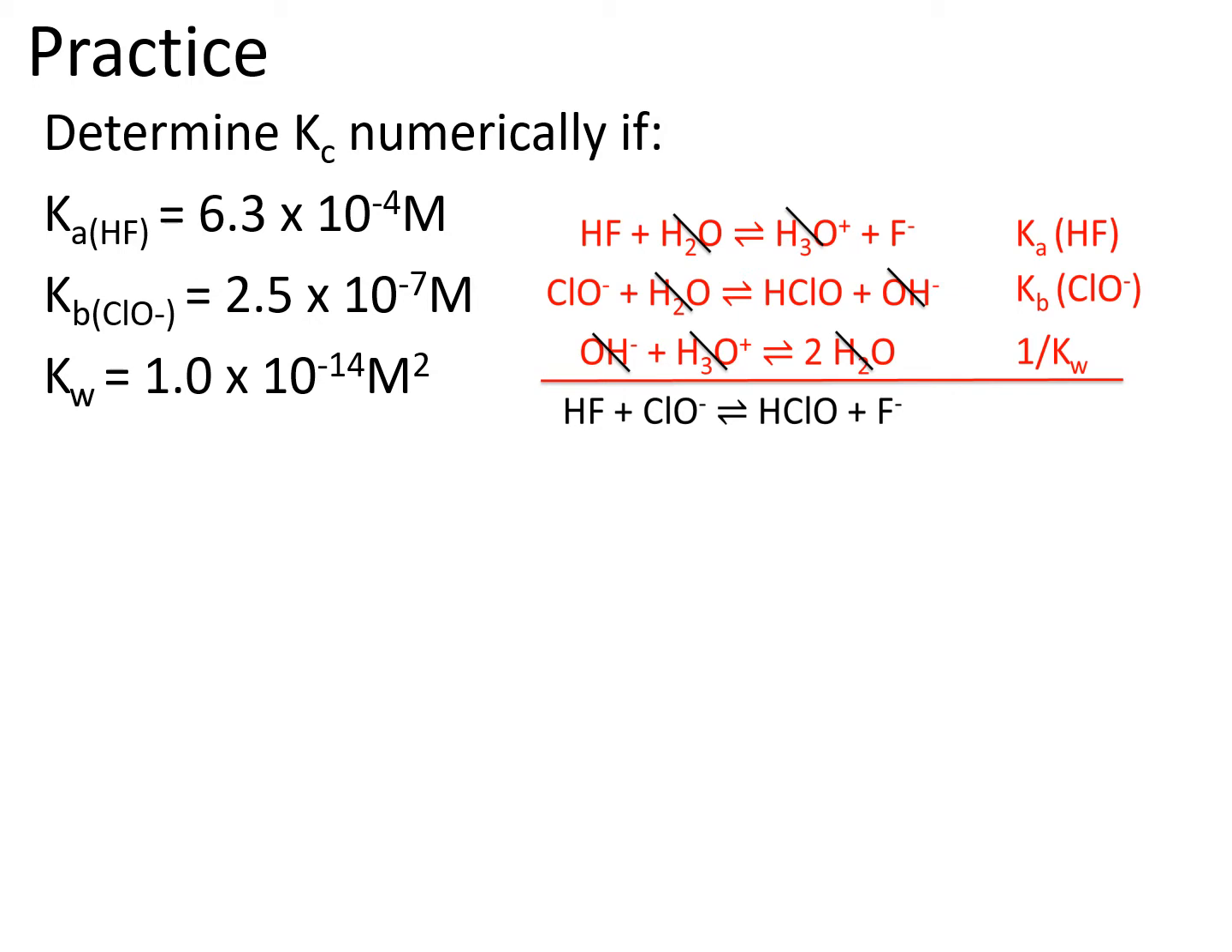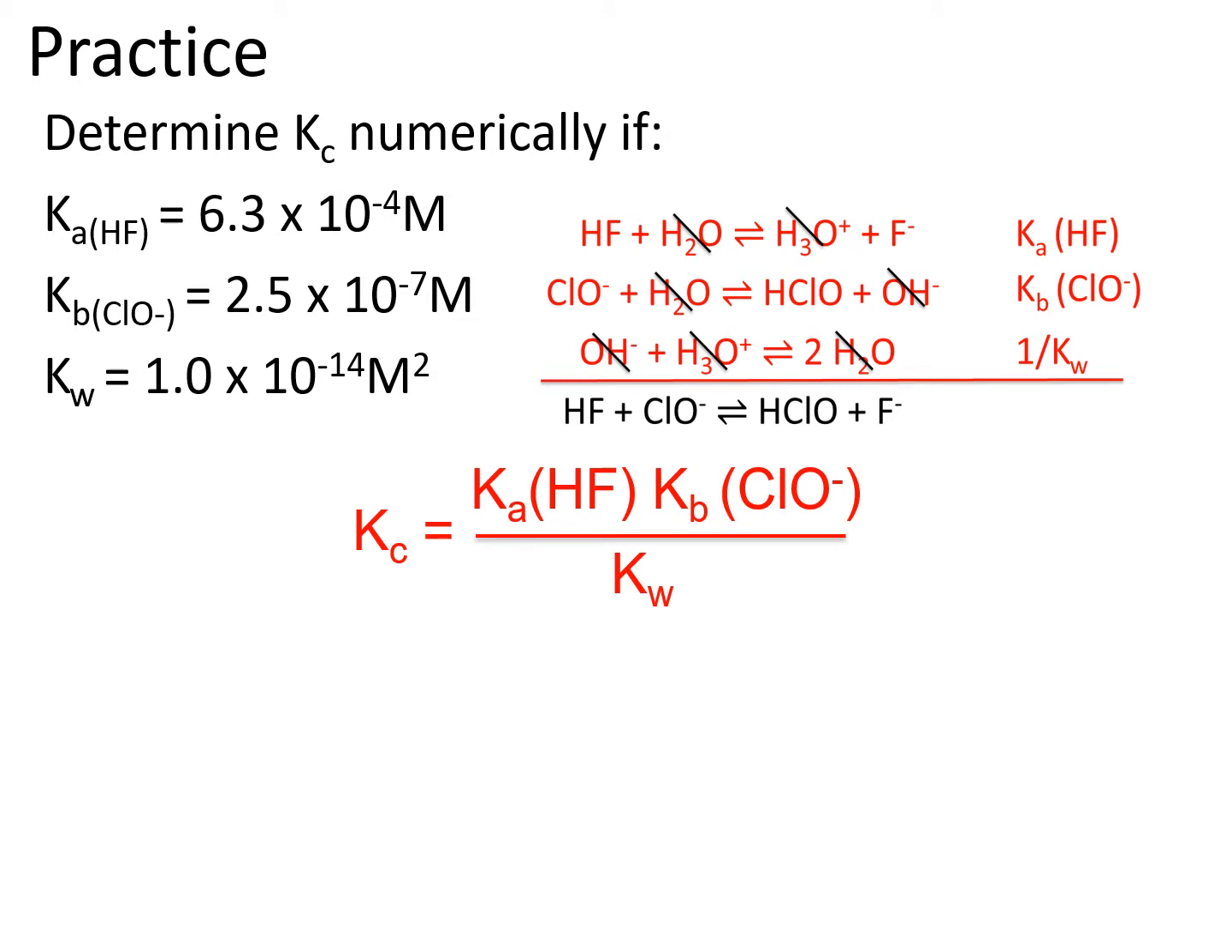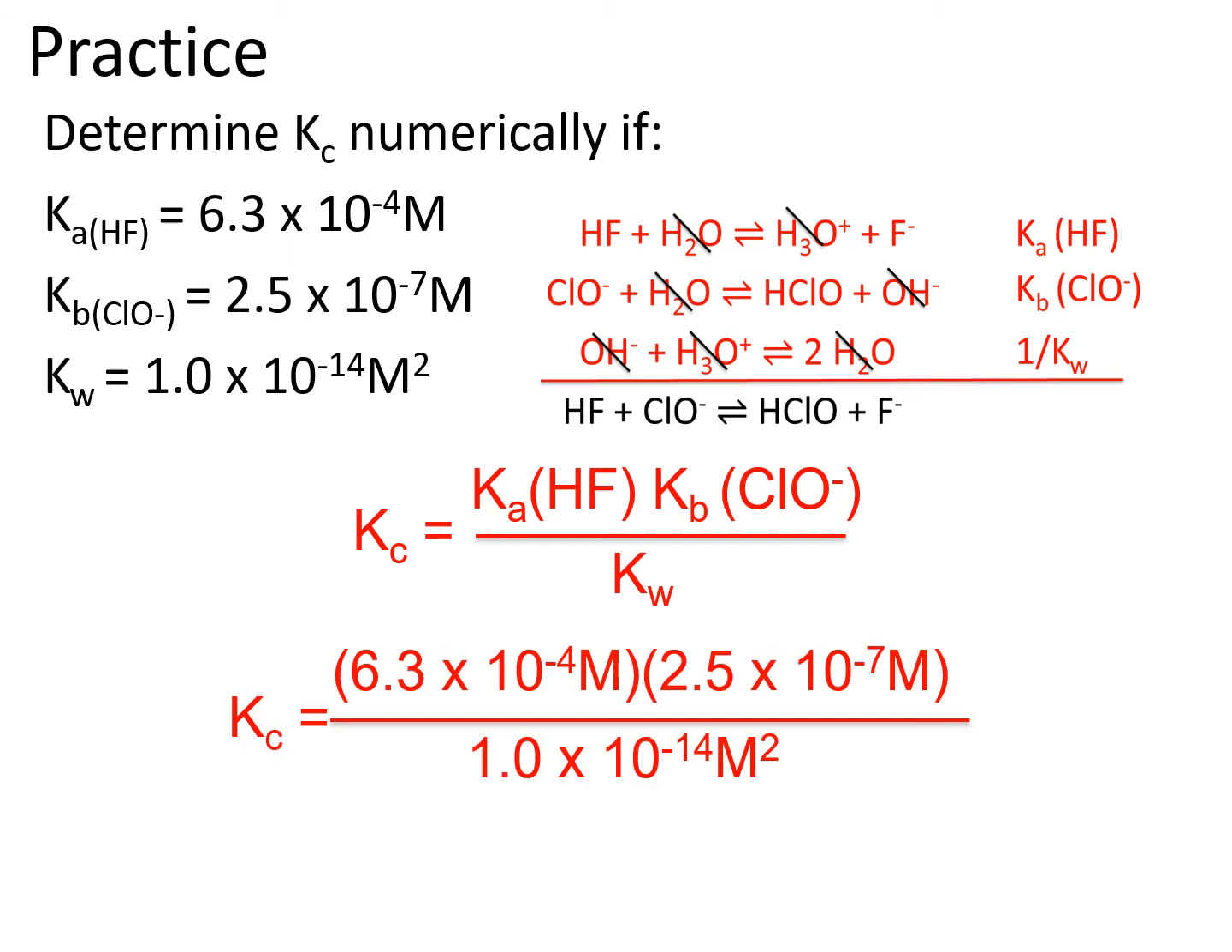Pause the video now and try to complete this on your own. Okay, so really it's just plug and chug from there and making sure your math operations are correct. But what I'll get out of those terms would be Ka times Kb divided by Kw. I can go ahead and put my terms in, and I will have a Kc of 1.6 times 10 to the fourth.